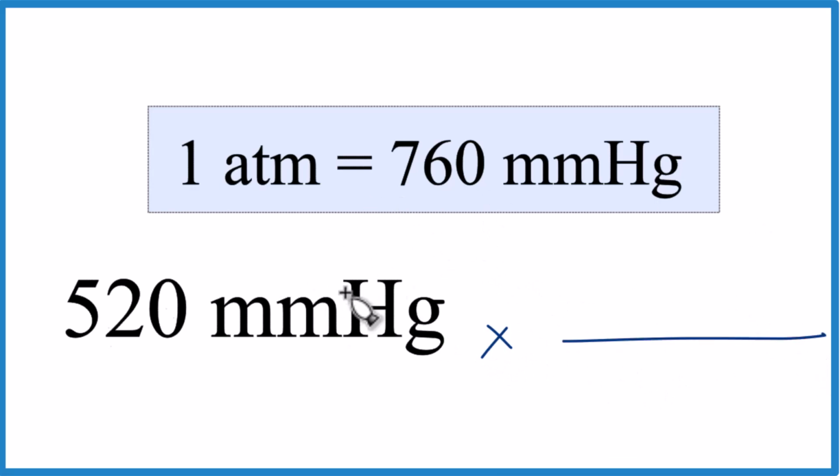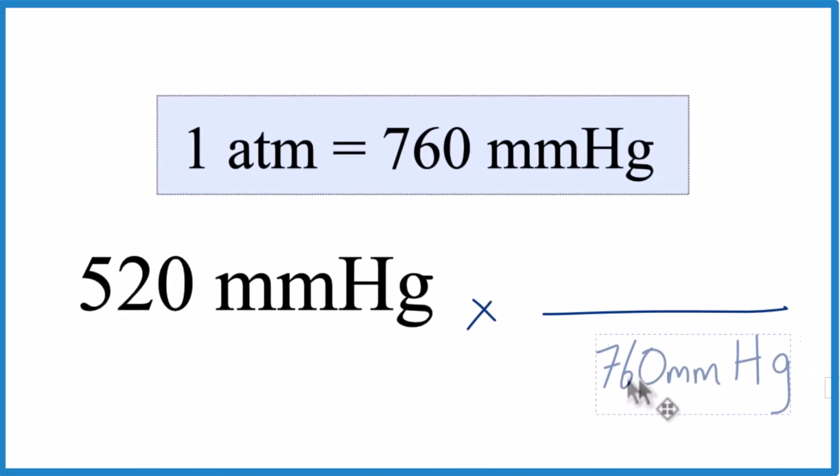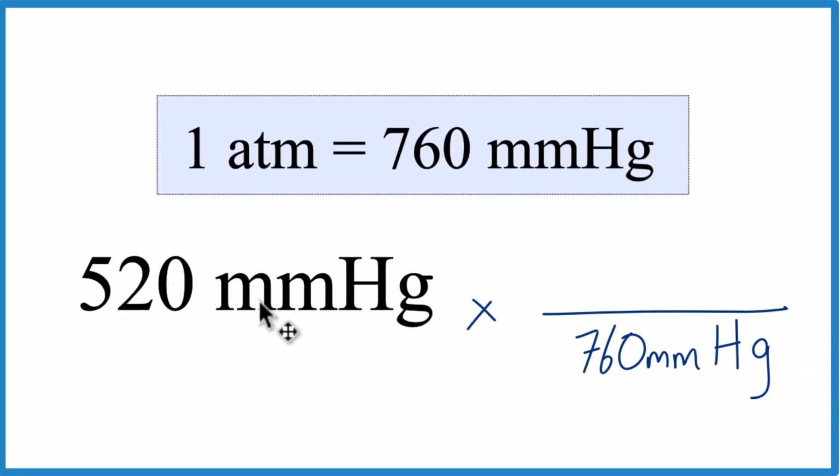We want to cancel millimeters of mercury out. So why don't we put the 760 millimeters of mercury here as our denominator. That way they'll cancel out. Then we want to have atmospheres, that 1 atmosphere, put that as the numerator. That's what we're looking for. Those are the units we want.